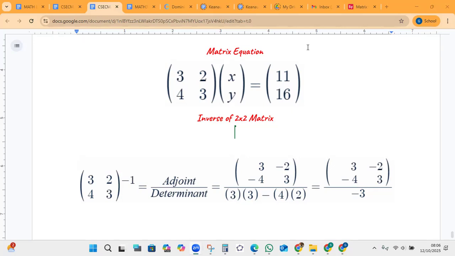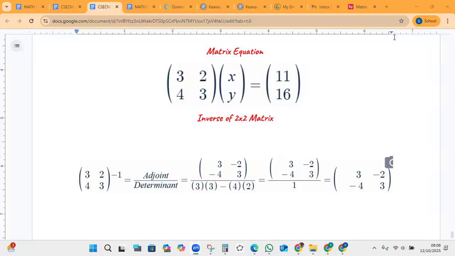So pause the video and involve yourself in the participation, the resolving of the question. So therefore, the error has been rectified. So therefore, the determinant is 1. Now, when you divide by 1, your values do not change. So therefore, now the inverse is 3, negative 2, negative 4, and 3.